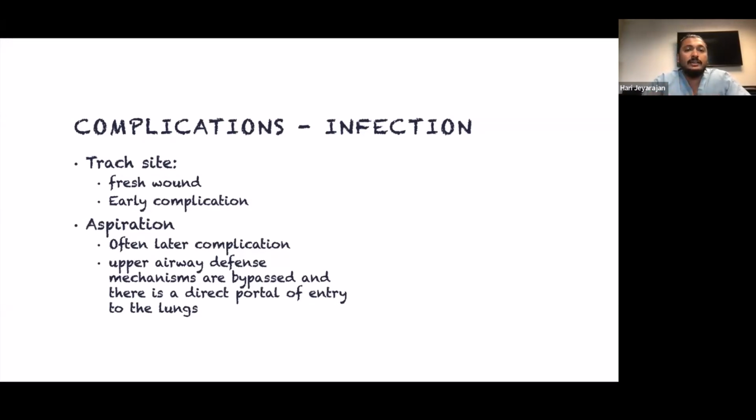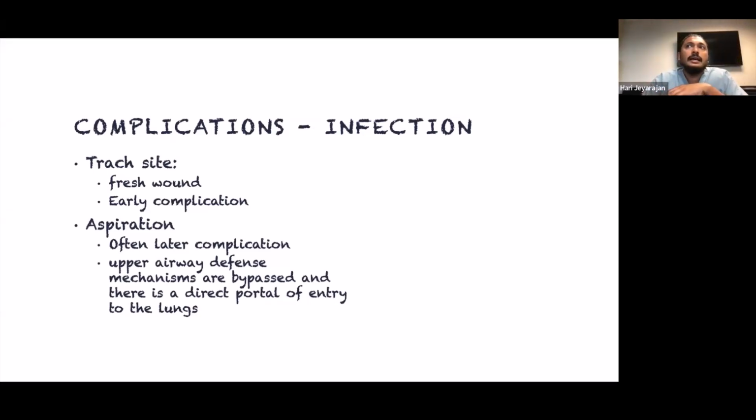And the way we manage that is by regular care of the trach site, cleaning it every shift, suctioning the mucus and secretions, and using appropriate pressure care dressings. The next type of infection is really sort of a deeper infection, and that's associated with aspiration. So usually getting a tracheitis or a pneumonia. It's classically a later complication associated with aspiration. And that's because you've now bypassed your normal upper airway defense mechanisms by putting a tube straight into the airway.